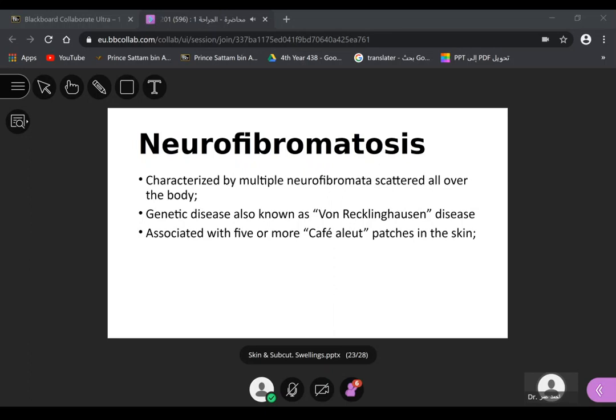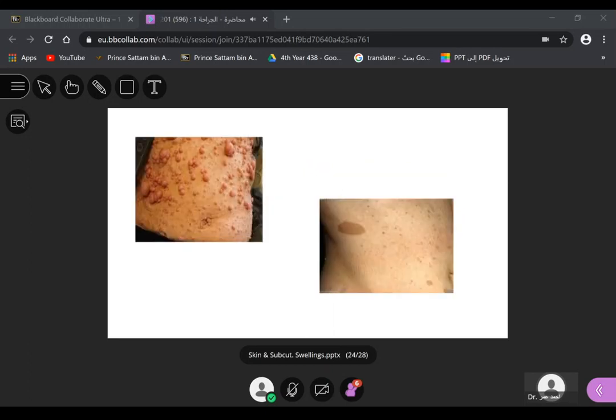So look at this picture. On the left here, this patient, can you see how many neurofibromas that he has? Many thousands of neurofibromas. It happens like that. And when you examine their skin, you find patches like this, and these patches are known as what? Cafe au lait.